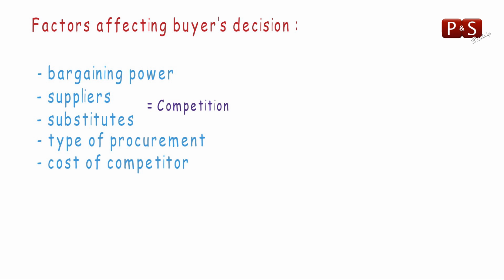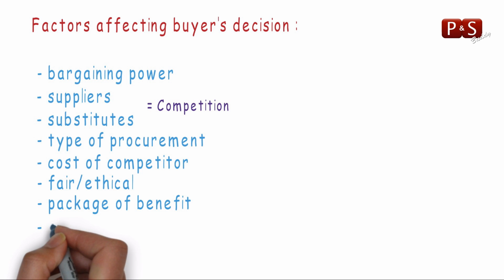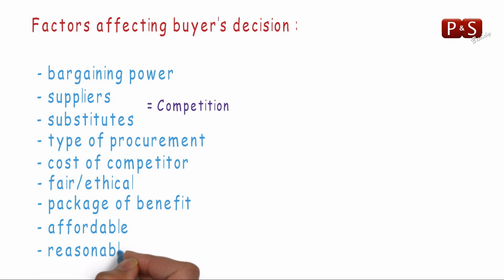Another factor is fair or ethical price. That is, allowing the supplier to survive by making reasonable profit. Another factor, total package of benefits offered for the price. Sometimes value may be better at higher price. That is, an offer which is higher in price may be having better total package of solutions. It may be offering better value. It may be more reliable or valuable than the offers which are priced low. So in this case, total package of benefits matters. The other factors like what a buyer can afford or what is reasonable price, etc., we already discussed.